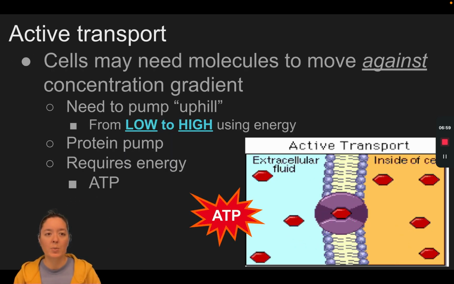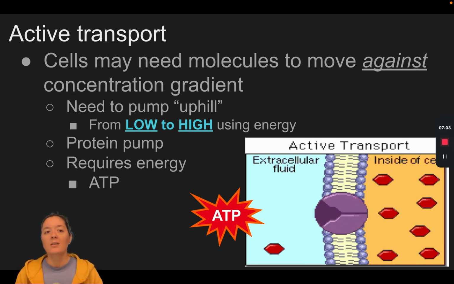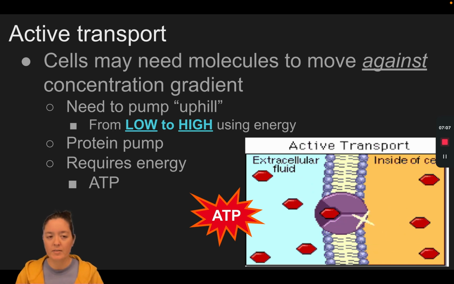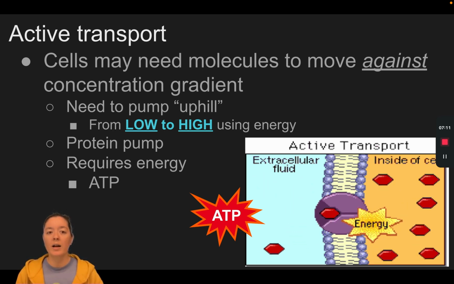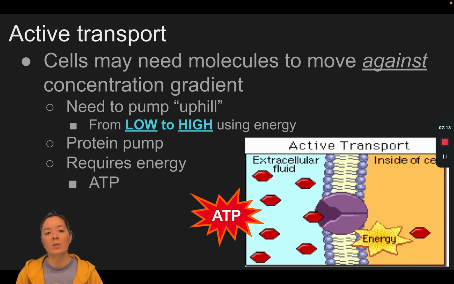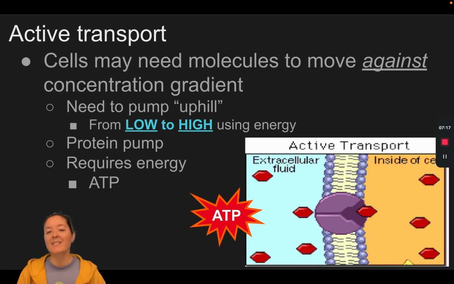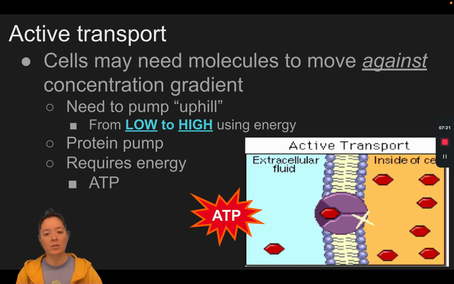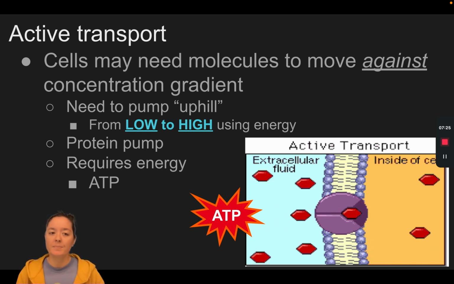The last type of transport is called active transport. Now, sometimes cells need molecules to move against the concentration gradient. That means it's going against what's natural. Instead of going high to low, active transport goes from low to high. And because it's going against nature, we need to add energy. And of course, energy for all of our biological organisms is ATP.